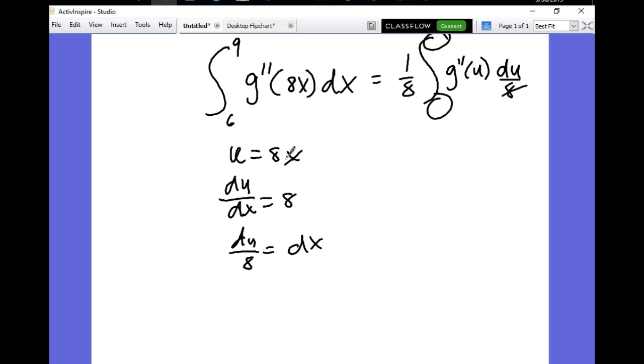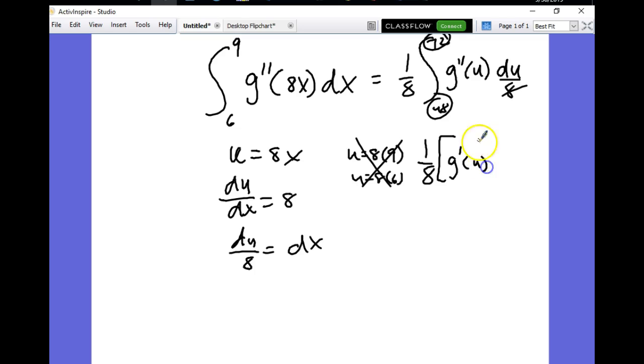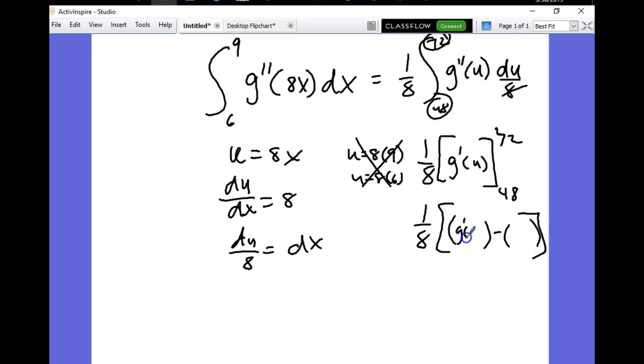So let's see, u is equal to 8x. If I were to plug that in here, I would get 72. And if I were to plug in 6, I would get 48. Okay, so after you do your u substitution, you go ahead and do your integration. Now the integral of a second derivative would be like taking one of the derivatives off, right? So it ends up being a first derivative now. And then from there, you plug in your stuff. So we would have g prime of 72 minus g prime of 48.